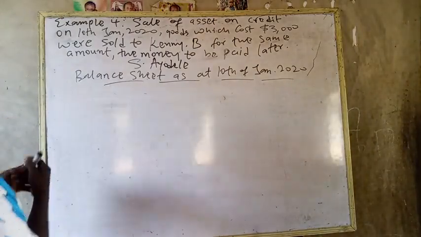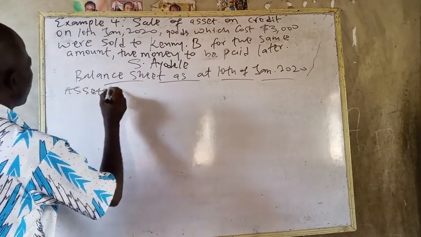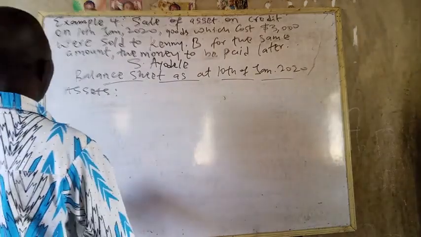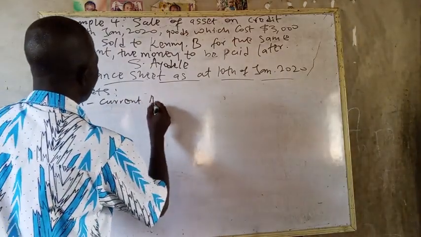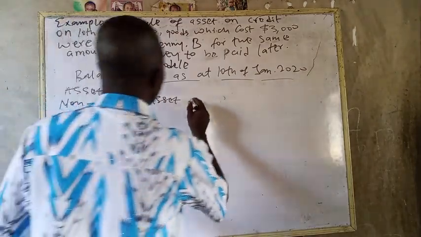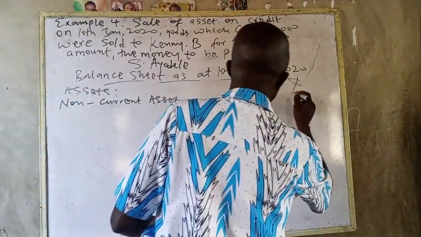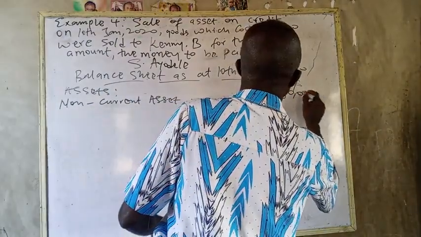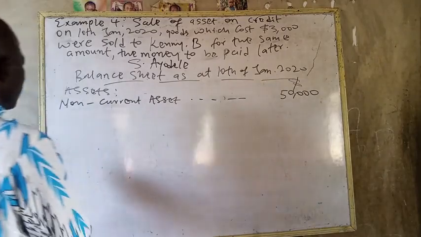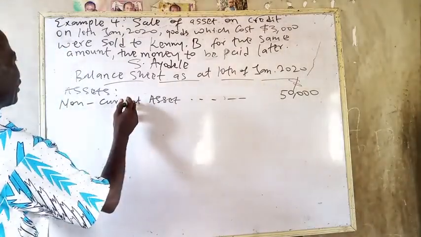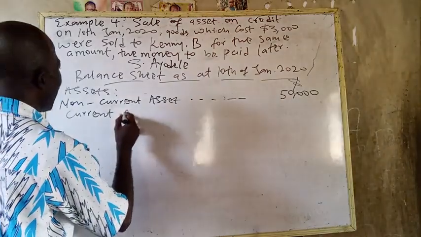Like I told you, you start with assets. And which one do you start with there? Start with non-current assets, and that is the delivery van, right? How much do you have in the delivery van? You have 50,000, right? This will not be reduced unless disposal takes place. Disposal does not take place. This should remain like this. Then what do you have? There are no more non-current assets. You have current assets.